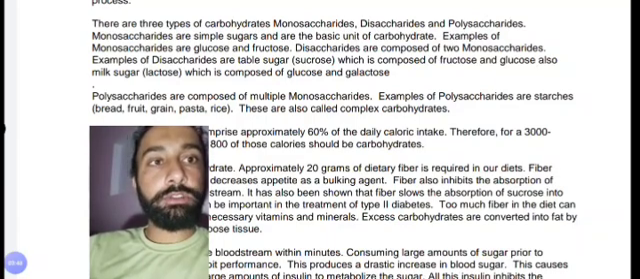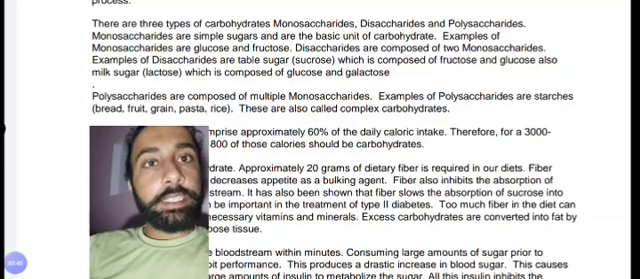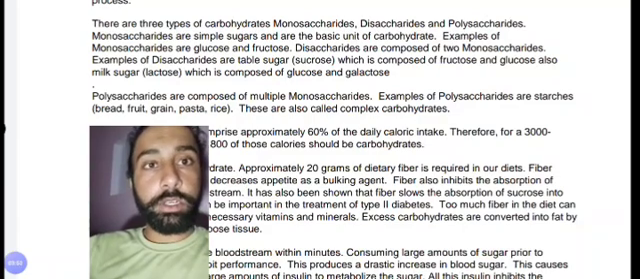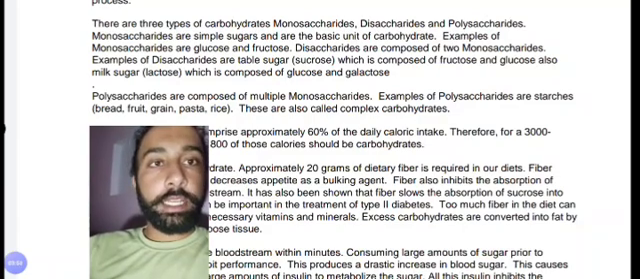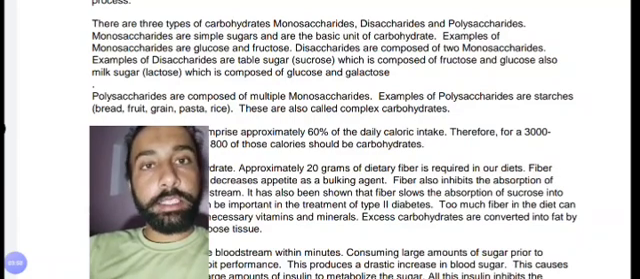Disaccharides are composed of two monosaccharides. Examples of disaccharides are table sugar, which is composed of fructose and glucose, and also milk sugar, which is composed of glucose and galactose. So there are three types of carbohydrates: monosaccharides, disaccharides, and polysaccharides.